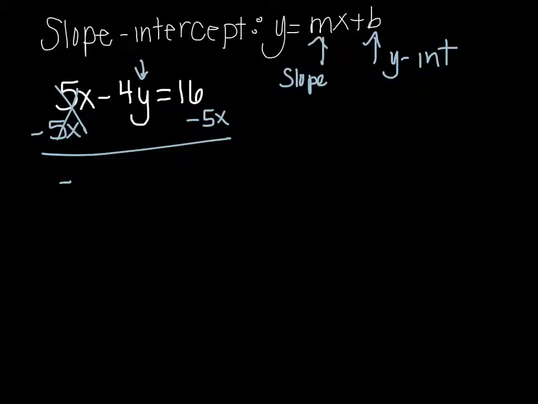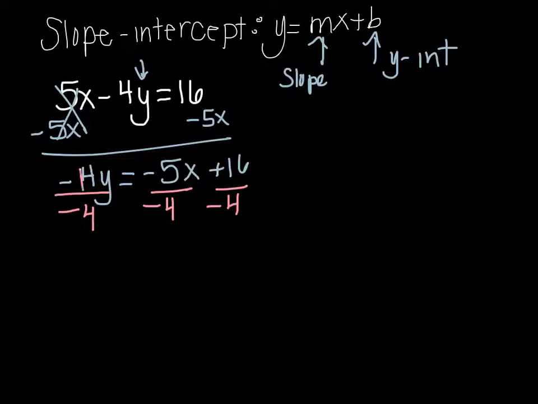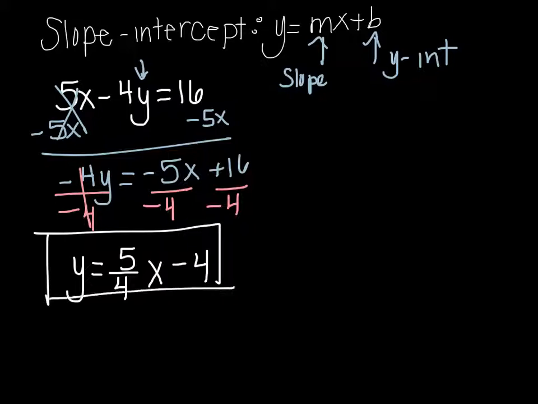That will cancel, and I have negative 4y equals, in the equation, the x goes first, and then the non-x term goes second. My next step, divide by what's attached to y. Those cancel, and y equals a negative divided by a negative is a positive. There's my equation. My slope is 5/4, which means I rise 5 and I run 4. And my b, or my y-intercept, is negative 4.